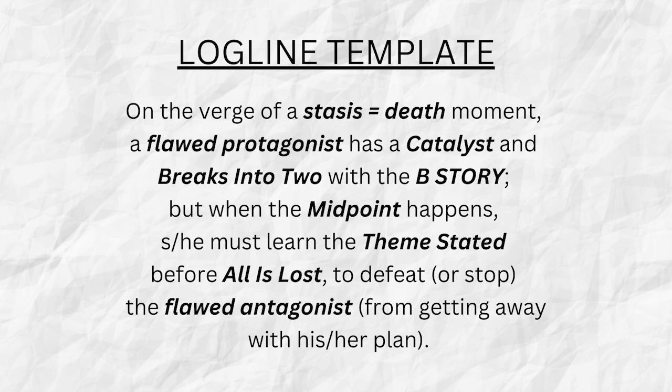Here's my favorite logline template, taken from Blake Snyder's Save the Cat Strikes Back. On the verge of a stasis equals death moment, a flawed protagonist has a catalyst and breaks into 2 with the B story. But when the midpoint happens, he or she must learn the theme stated before all is lost to defeat or stop the flawed antagonist from getting away with his or her plan. Some of you might not understand this template if you haven't studied screenwriting structure, so I advise you to do just that and then try using the template.